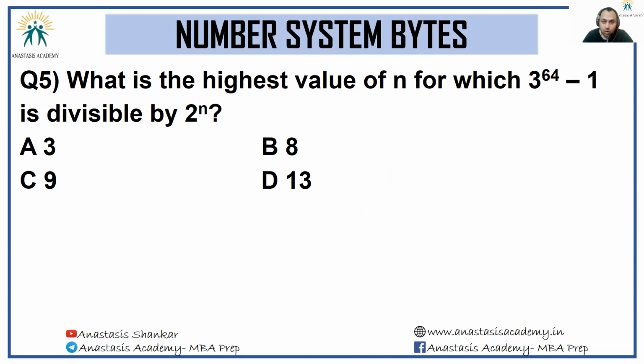Next question. What is the highest value of n for which 3 raised to the power 64 minus 1 is divisible by 2 raised to the power n? Hopefully you see this power here is wonderful. So 3 raised to the power 64 minus 1 can be written as 3 raised to the power 32 plus 1 raised to the power 32, into 3 raised to the power 32 minus 1 raised to the power 32.